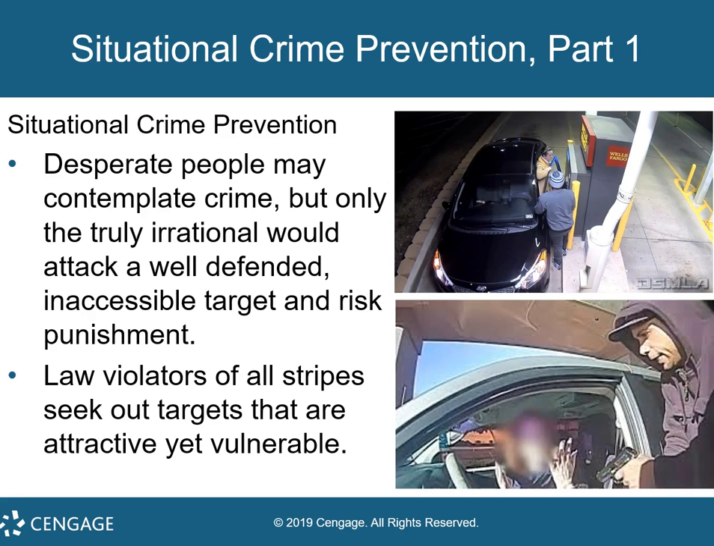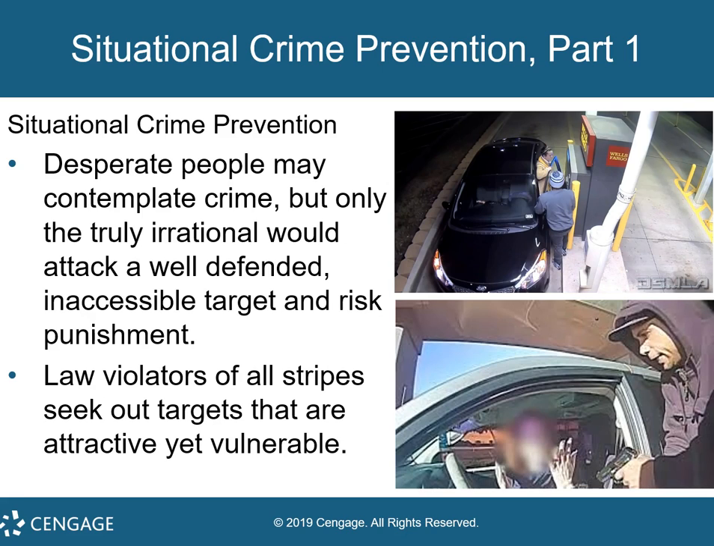Figuring that in the rational choice theory people still don't care, what can we do to deter them? And that's where we're going to go next. We're going to morph here, if you will, into this thing called situational crime prevention. So, well, what is it? Well, desperate people may contemplate crime, but only the truly irrational would attack what we're going to call now a well-defended, inaccessible target and risk punishment.